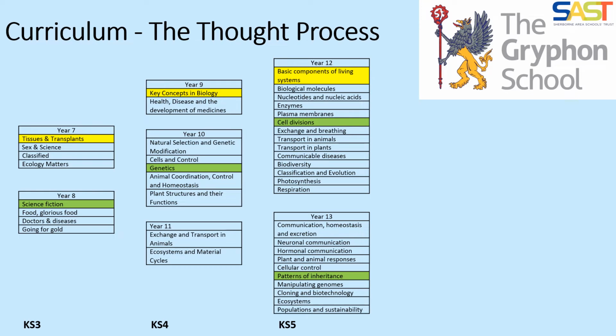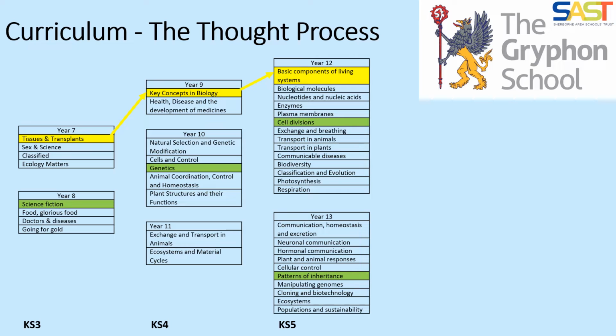So when they come in Year 7, the first topic they'll do is tissues and transplants, and this is looking at organisms from the cellular level to the whole organism itself. And then this theme of how organisms are constructed from cells will thread through into Key Stage 4 and then into Key Stage 5. So that theme will follow all the way through. Our entire curriculum follows that same sort of format.